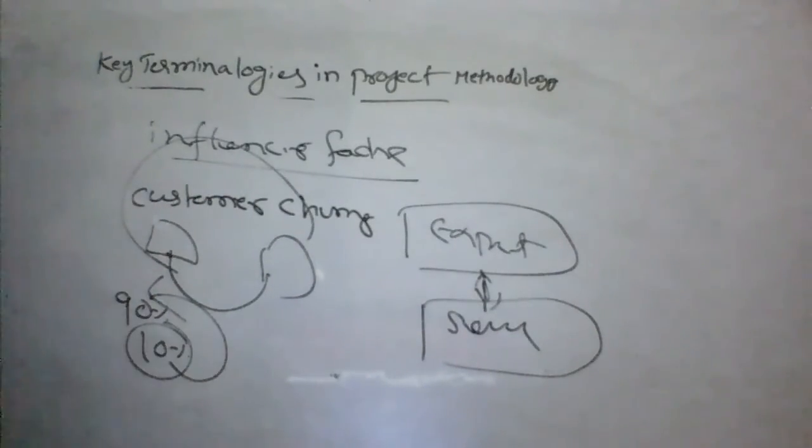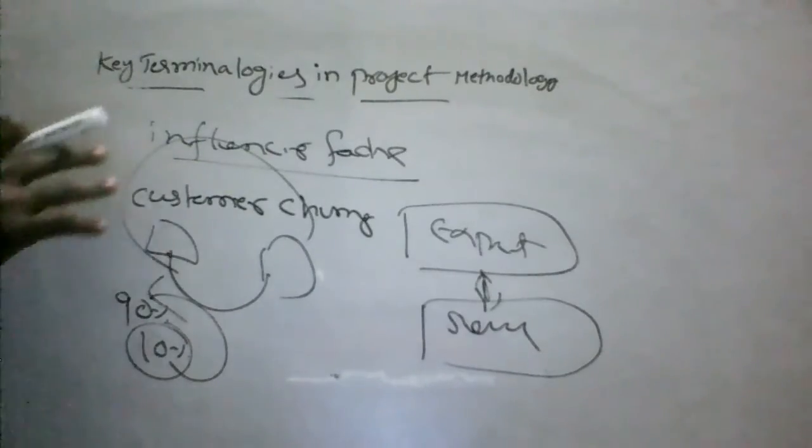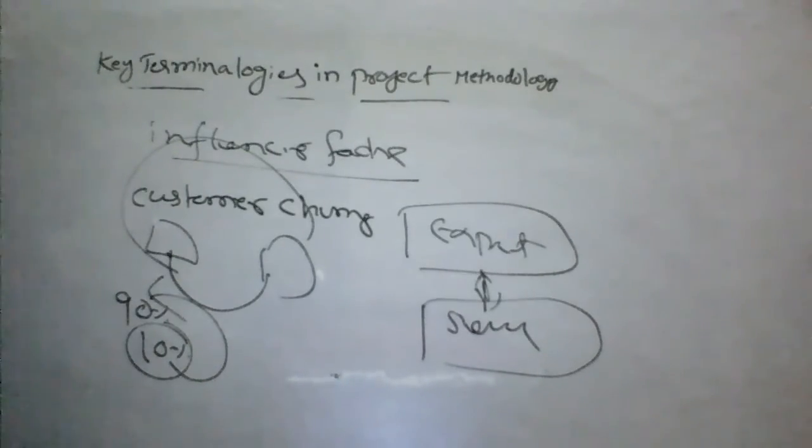These are the major trends and terminologies that we identify in the project methodologies before you start the project success criteria.